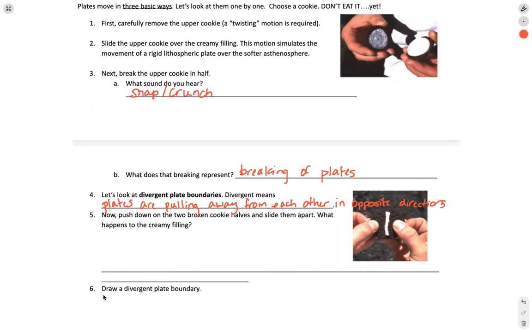And then for number 6, it says draw. But since you are on Google Docs, I want you to explain a divergent plate boundary. So what happens in a divergent plate boundary? Explain that on number 6. So I'll give you a minute to work on 5, explain what happened to the cream, and then on number 6, explain a divergent boundary.